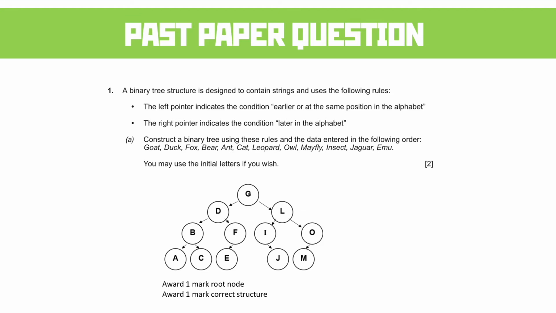Now, the marks here are a bit mean. You get a mark for the root node, so just put in the G in the right place, and then a mark for the rest of it, which is where actually a lot of the effort comes into it, which is a bit mean, but there you have it.